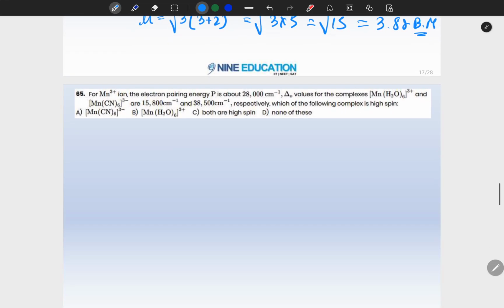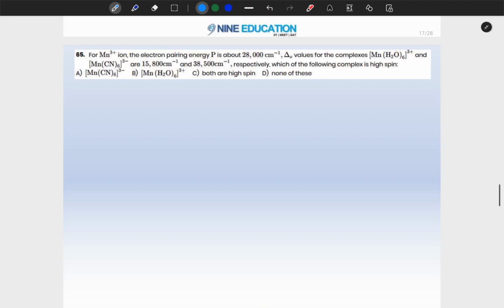Next question. For the Mn3+ ion, the electron pairing energy P is about this. Δo values are provided. Which of the following is high spin? We know the complex will be high spin if the extent of splitting is less than the pairing energy, and the complex will be low spin if the extent of splitting is greater than the pairing energy. This is for low spin complex and this is for high spin complex.